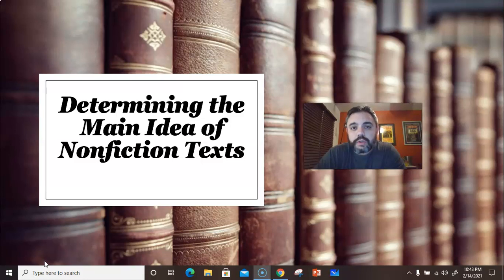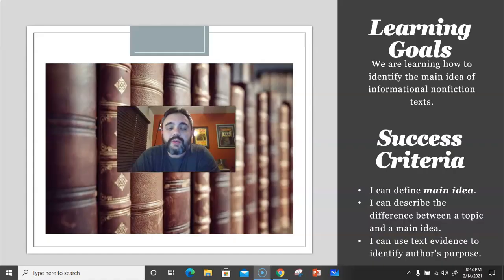Today, we're learning how to determine the main idea of nonfiction text. As always, we have some learning goals and success criteria, so let's take a look and see what those are right now. Our learning goal is that we are learning how to identify the main idea of informational nonfiction text.